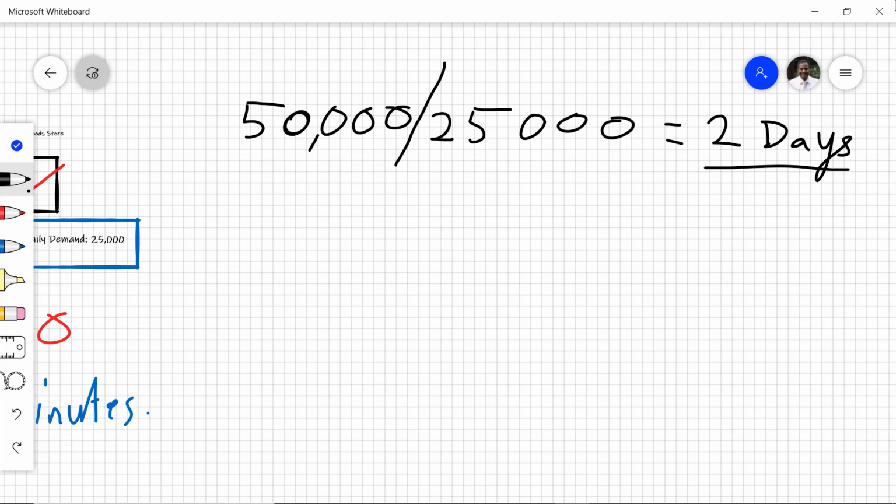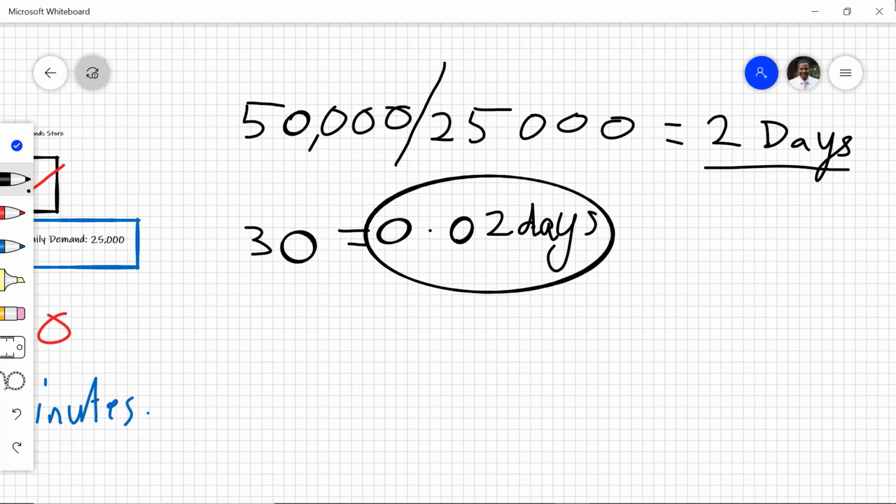The next is we already have a figure which tells us your value adding process time for one piece in your shop floor. That is actually 30 minutes. Now 30 minutes is equivalent to 0.02 days. Now if I want to calculate my velocity ratio, I need to take this 0.02 days and put it over here, 0.02 days.